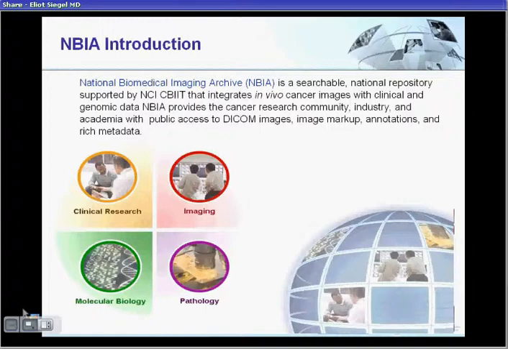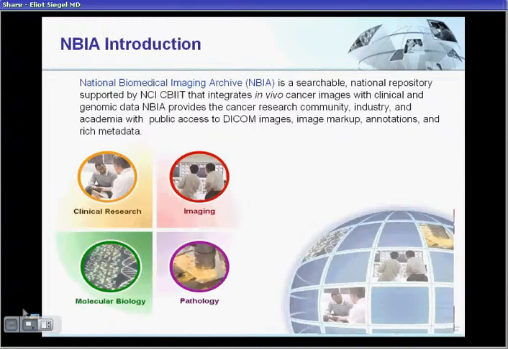It represents a searchable national repository that's supported by the NCI's SEEBIG group that integrates in vivo cancer images with clinical and genomic data. It provides the cancer research community, industry, and academia with public access to DICOM images, image markup, annotations, and rich metadata.